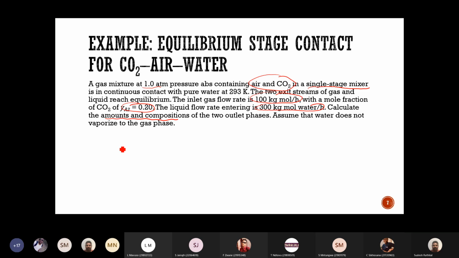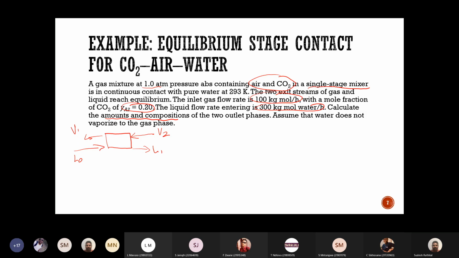Okay, so let's now put it into a diagram. Here's your single stage. Coming in, you've got L0. Coming in on the top there, you've got V2. Here you've got L1, there you've got V1. And what you are asked to evaluate is the L1 and V1 flow rates together with their composition.